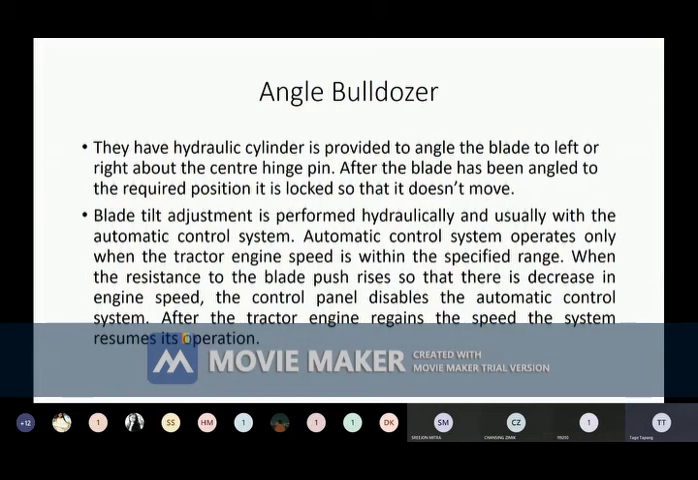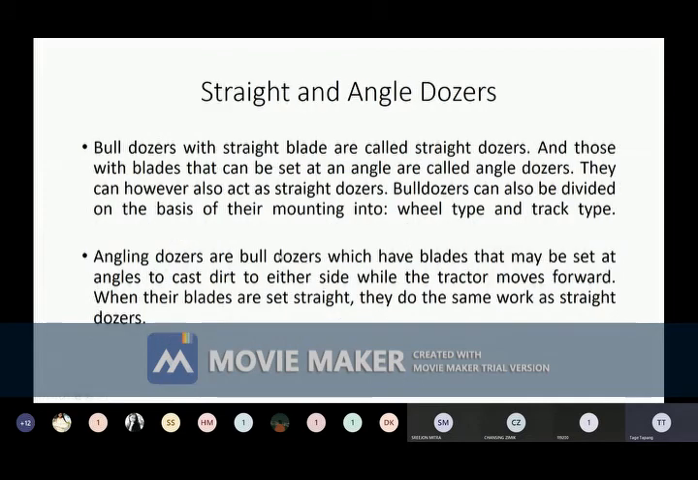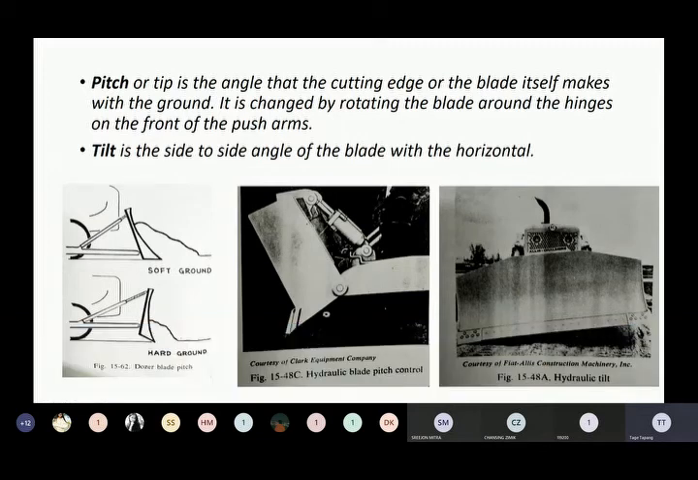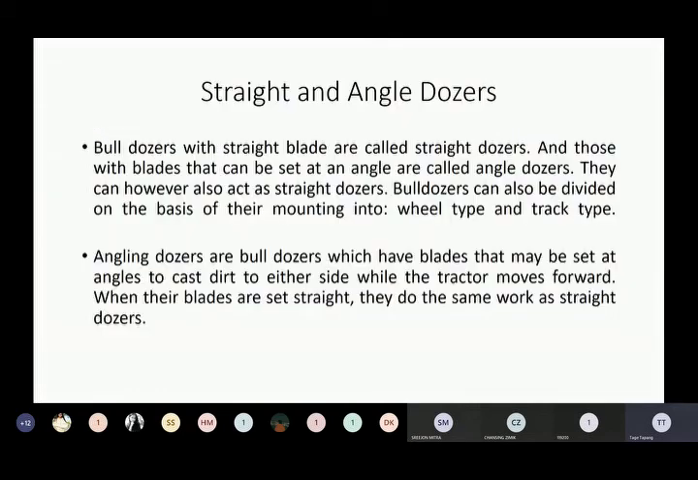So basically what is important is you have to understand that there are different types of dozers: straight dozers, angle dozers, wheel type dozers, track type dozers. So nowadays, the common one is the track type angle dozer. Angle dozers are used for throwing the dirt on one side of the road, and also they can be used for maintaining the slope, or suppose you want to make a V-shaped channel or V-shaped nala. Alright, so you can angle the dozer in this way.